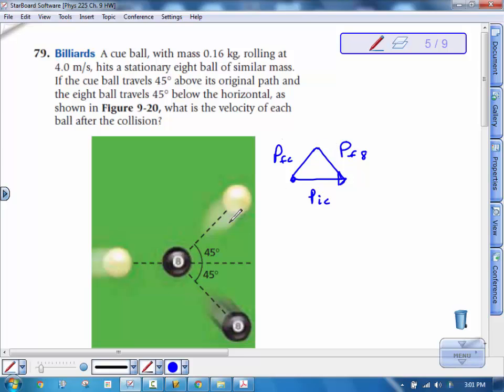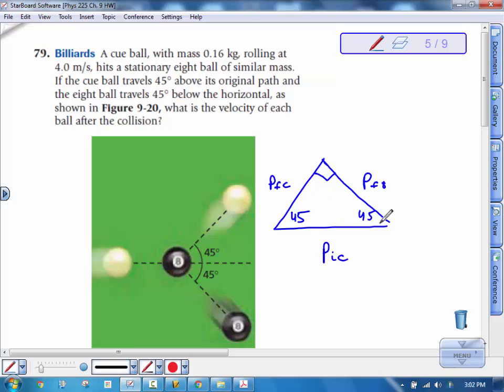Now, I know that this would be a 45-degree angle there. And if this goes down at a 45-degree angle, then this is a 45-degree angle here, which also makes this a 45-degree angle. So this must be a 90-degree angle then. So we got a triangle here. Let me draw it a little better for you. All right, so there's my special right triangle. Now, I know that because of conservation of momentum, these two momentum vectors have to add to be this one.